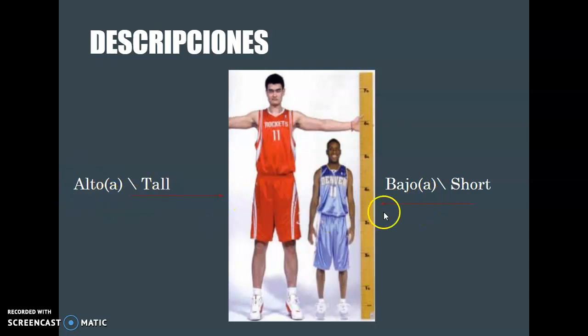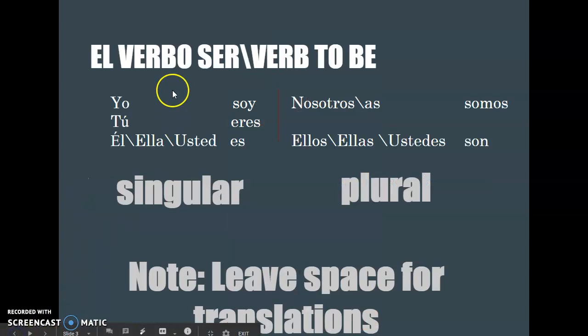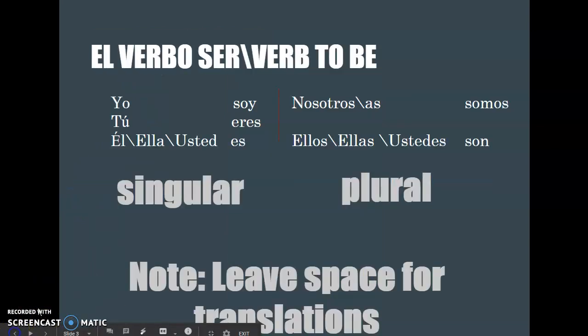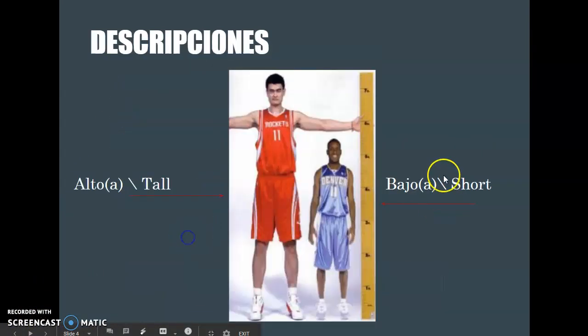Alto means tall, bajo means short. An example sentence you can make is yo soy alto, I am tall. Or you say yo soy bajo, I am short, if you want to describe yourself or somebody else.